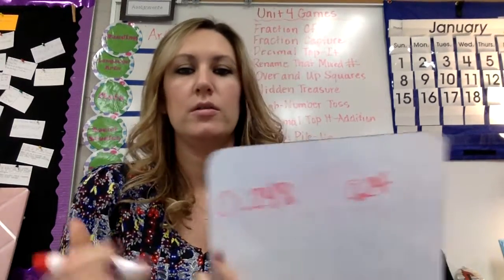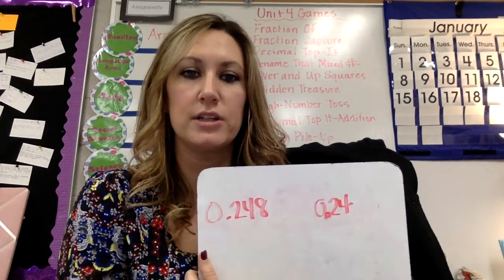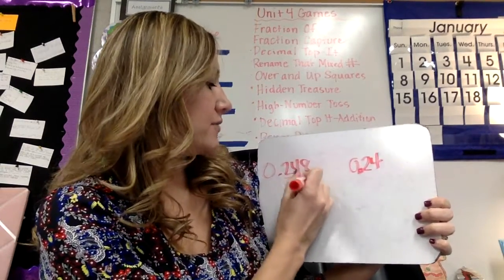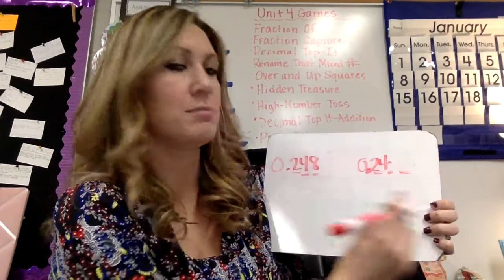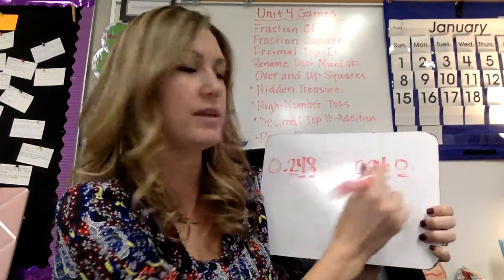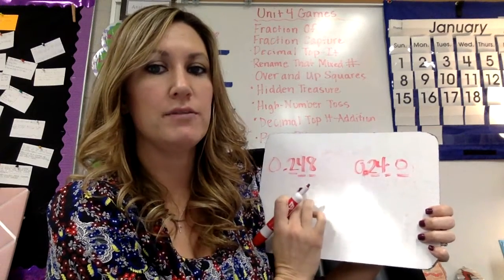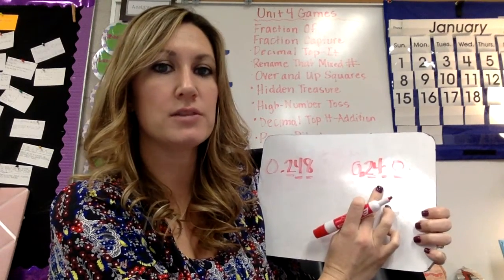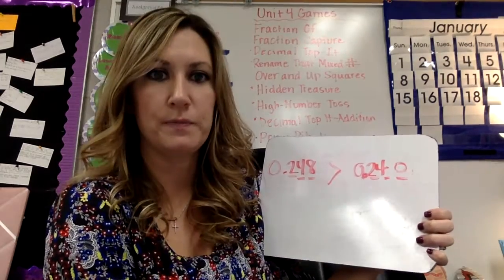So let's say that we have something that looks very close here: 248 thousandths and 24 hundredths. Remember, we have 3 digits after the decimal here. We only have 2 here, so let's make it so they have the same amount of digits. I would do that by adding a 0. I have 248 thousandths. I have 240 thousandths. Which one is bigger? This one. Okay? So that is how we compare decimals.